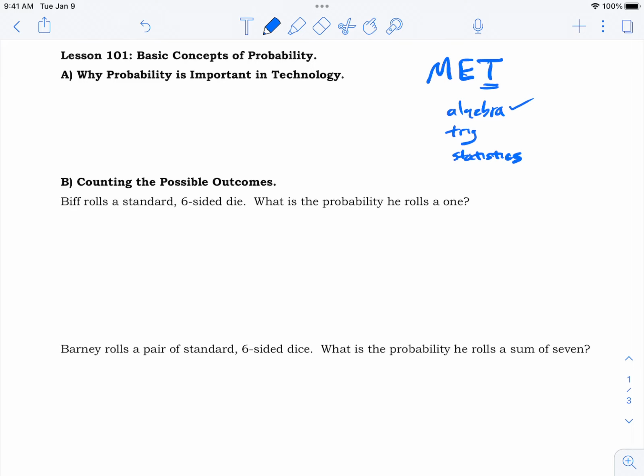You get some algebra work, you get some trig for sure, and we're going to get a little bit of statistics, just a little bit. Our first unit, in fact, is going to be statistics. As you can see here, concepts of probability leads into statistics.